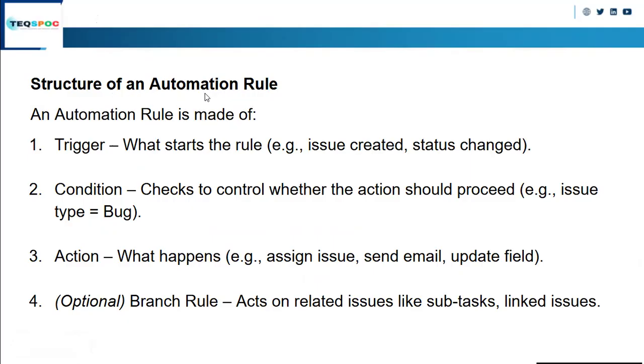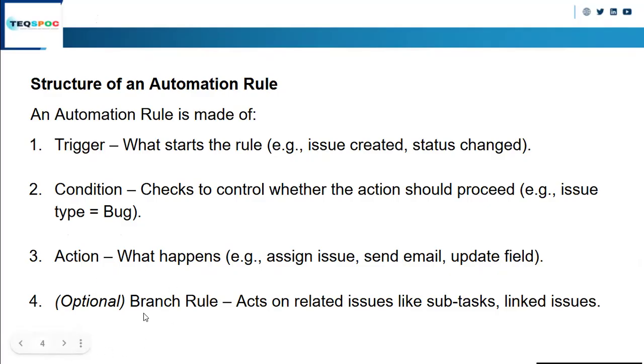The structure of an automation rule is that it is made up of a trigger. What is a trigger? A trigger starts the rule. When you create any rule, the first thing you decide is what triggers this action, what starts the rule. Then conditions are the checkpoints that control whether the action should proceed or not. After the trigger we write the condition, then after the condition we do the action. Action means, for example, assign the issue, send the email, update the field.